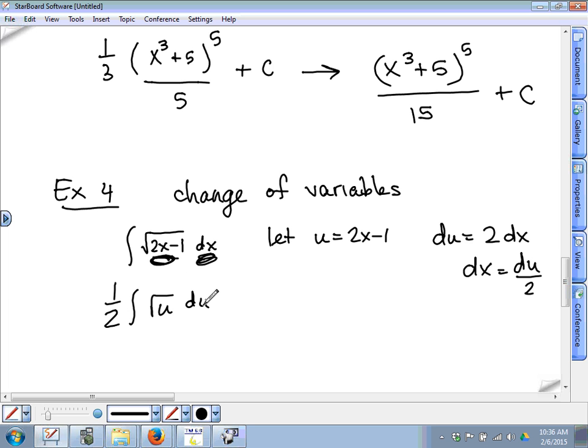And doesn't this look pretty easy to integrate now? Square root of u du. Yeah, it does. So I would now make this suggestion, which I think Braden made: should we change that to u to the 1/2 instead of the square root of u? Yeah. So now integrate. What's the antiderivative of u to the 1/2? 2u to the 3/2 over 3.